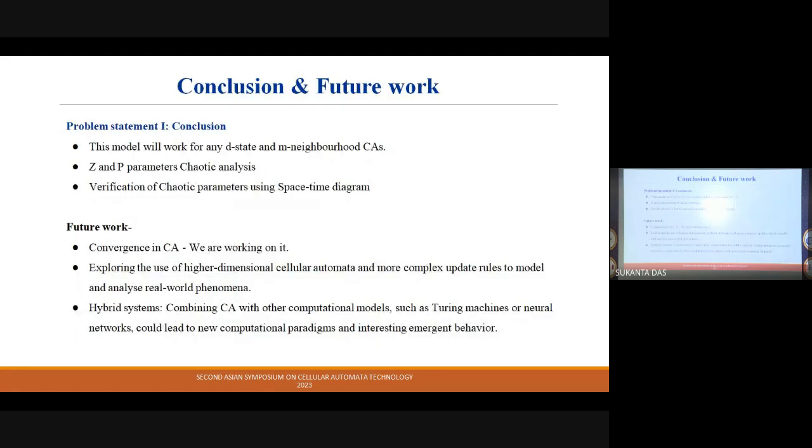So in the first problem statement, I can conclude that our system will work for the d state and m neighborhood, and we are using the Z and P parameters for the chaotic analysis. And we are using the space-time diagram to analyze whether the system is chaotic or not. Our future work will be convergence in CA in first degree cellular automata. We are working on it and exploring it. The future work may be higher dimensional and hybrid systems, and we can compute the model.